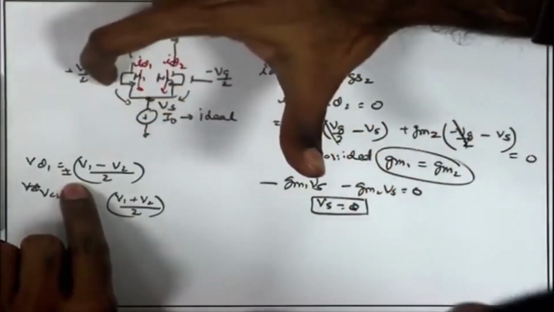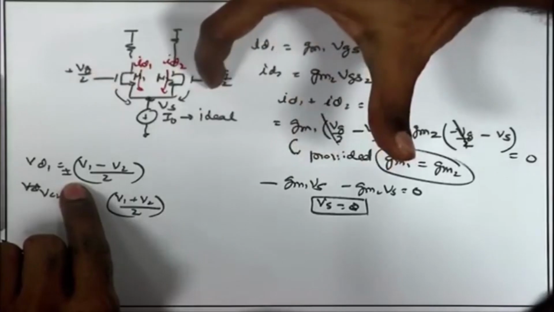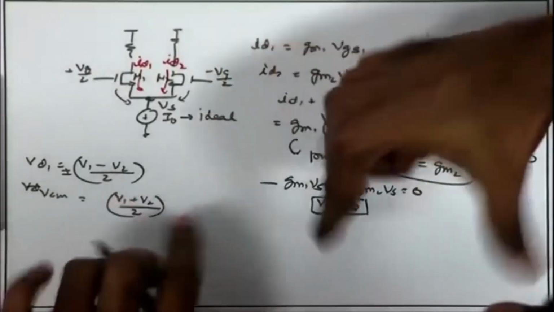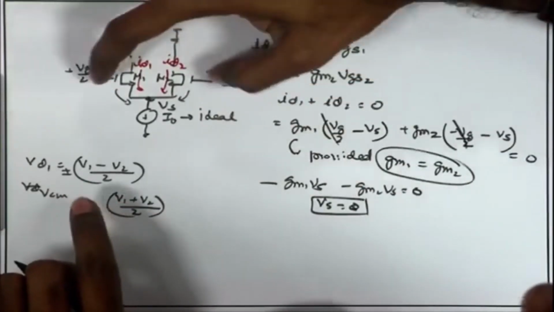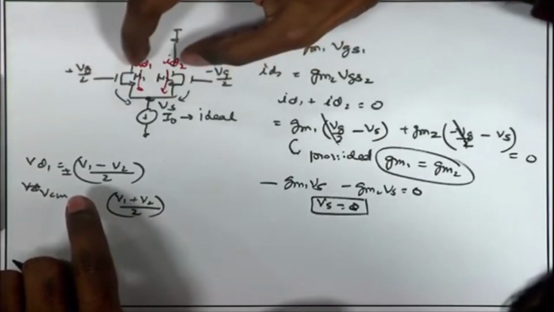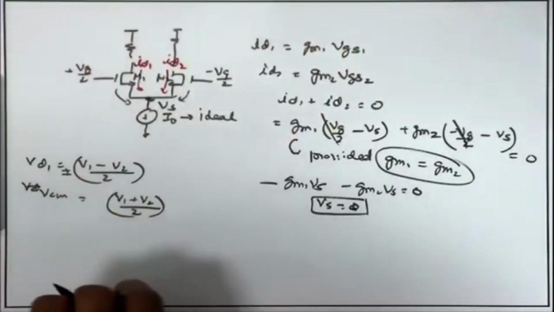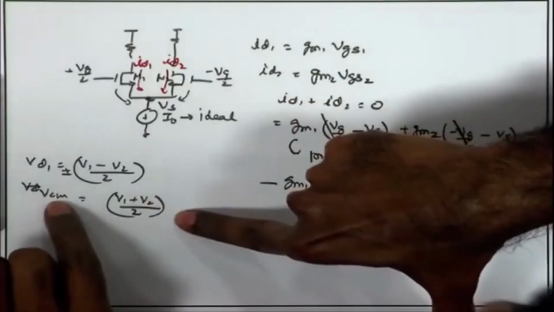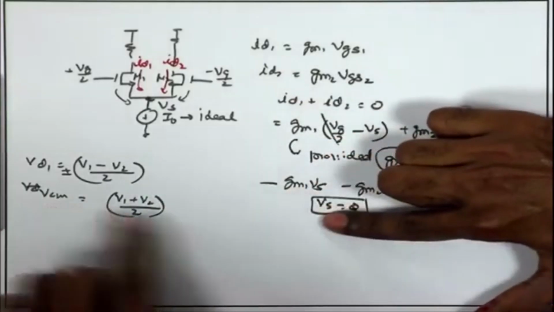So, I can apply plus VD1 and minus VD1, which becomes a differential operation, and then I can treat the circuit for the differential mode and find out the output signal for the differential input. Second, I can also look at the behavior of the circuit to the common mode signal.